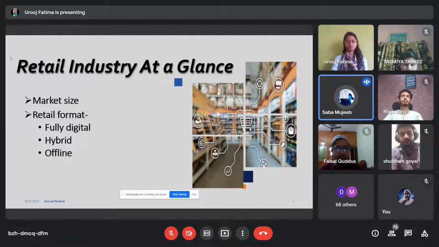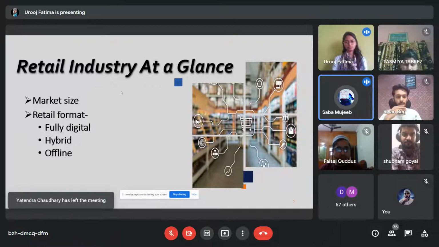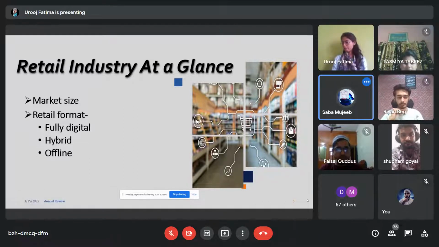Next, formats which are used in retail industry. Such as fully digital. It is an online based channel with no physical store legacy, such as Amazon, Flipkart. Hybrid. It is a mixed channel of physical and digital store. Digital store: online purchase with pickup at a store, or in-store purchase with delivery at home. Third, offline. It is also known as brick and mortar, in which a retailer sells product through storefront location in person, such as local kirana shops. Thank you.